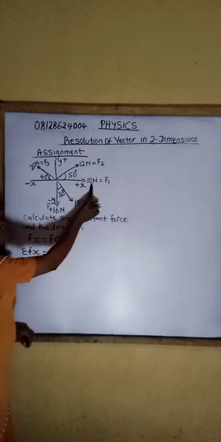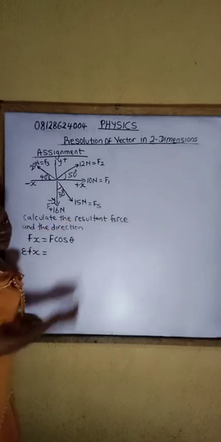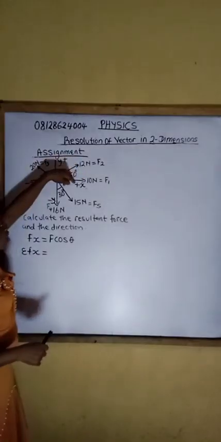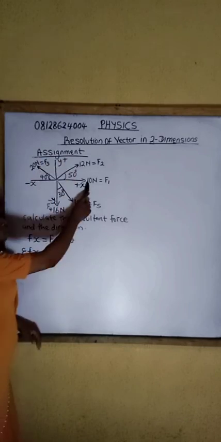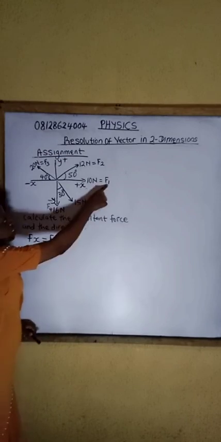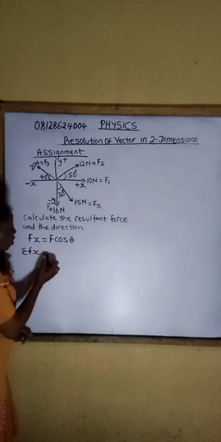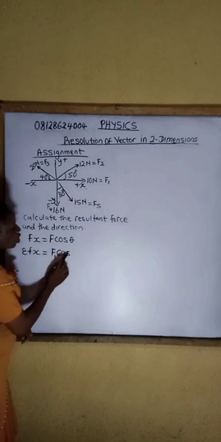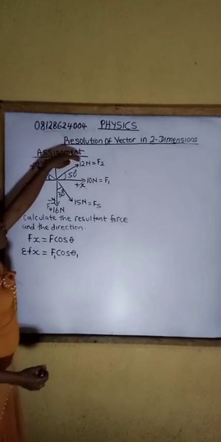Summation Fx. So our F1, that is the first force, is 10 Newton. This 10 Newton is already at the positive axis. So the direction of this force is positive. Since our force is positive, it should be F1 cos theta 1.